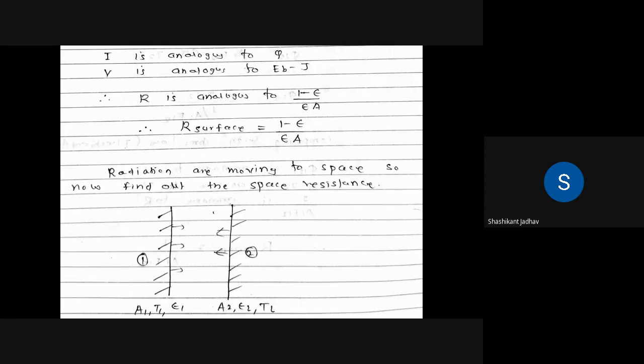So write down the next statement. V is analogous to EB minus J. Okay. So similarly, we have to write down, R is analogous to what?